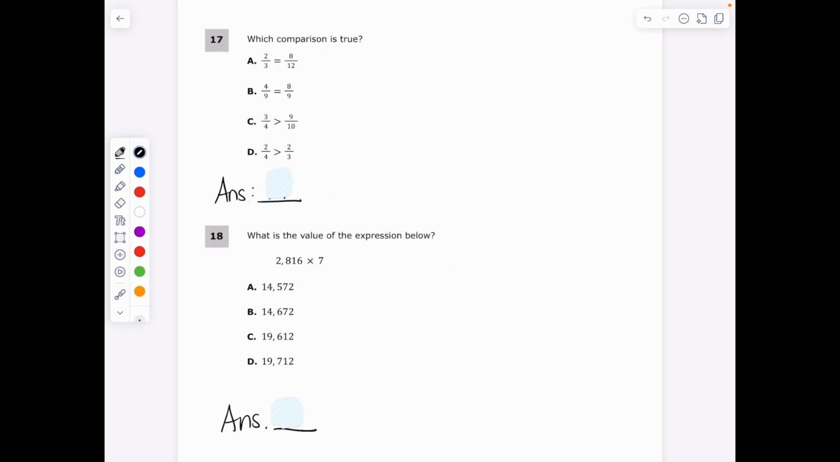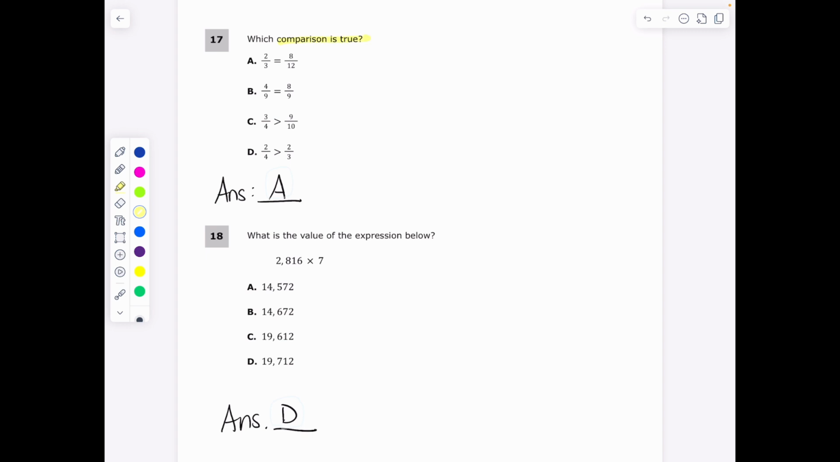All right, let's look at 17 and 18. The answers are A and D. Check them off in your work. And if you're still here, we're going to go over the first one first. You want to know which comparison is true.